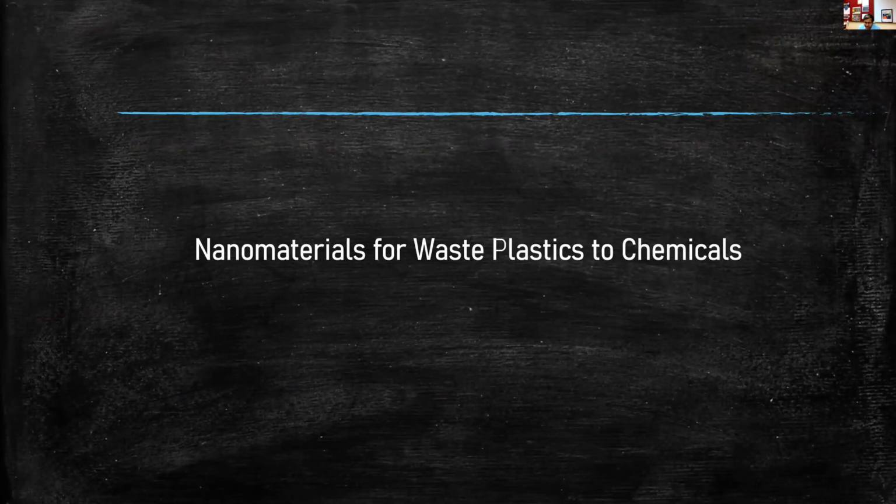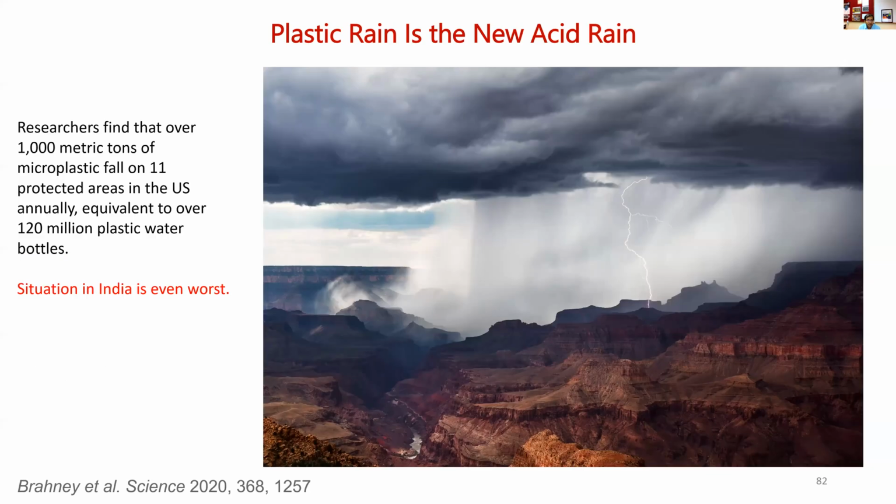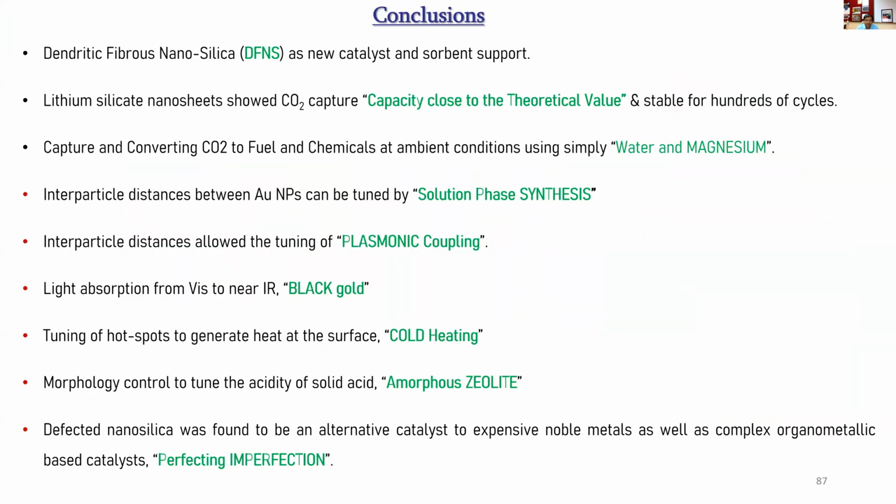There is some other work that we did, where we developed a material for degrading plastic into chemicals, which I will skip for now. So today I showed you a new material, dendritic fibrous nanosilica, a high surface area material that can be used to develop a CO2 solvent as well as a catalyst to convert CO2 into chemicals. I also showed you lithium silicate nanosheets, which allow you to capture CO2 at a very high temperature, and they showed very good stability. Then I showed you a magnesium process where magnesium, CO2 and water react at room temperature and convert into useful chemicals, including methane and green cement.